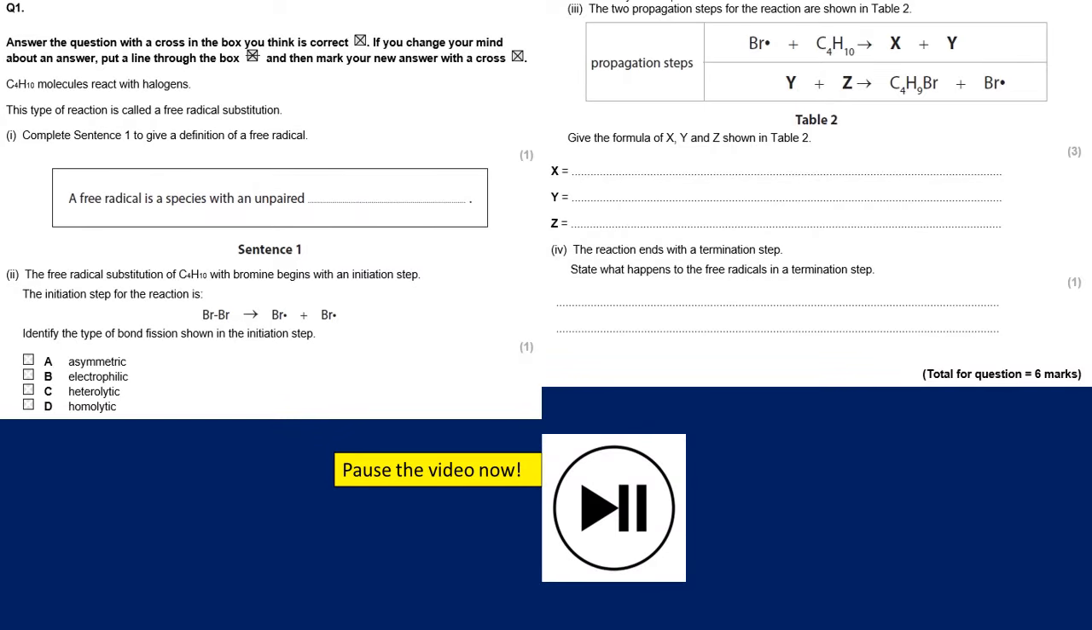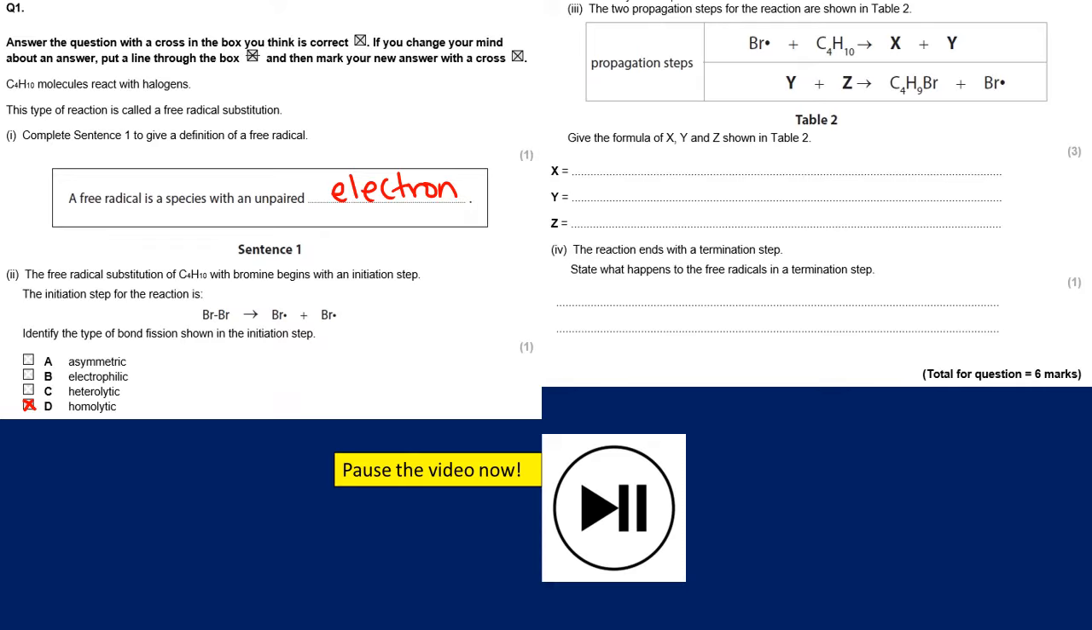So we're going to look at a couple of past exam questions now, and these were from Unit 5 BTEC Applied Science. So I suggest you pause the video, you have a go at these questions yourself, and when you're ready to hear the answers, unpause the video. So the first question is asking us to complete this sentence. A free radical is a species with an unpaired electron. Part 2, what type of bond fission is shown in the initiation? That's homolytic fission.